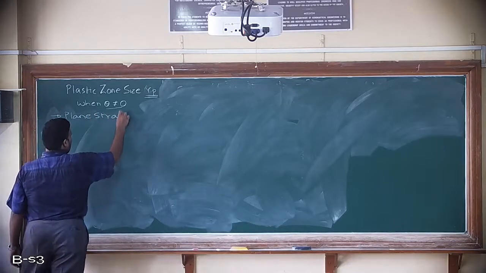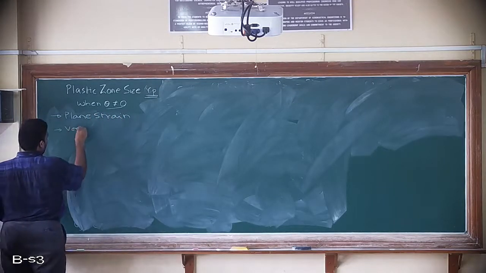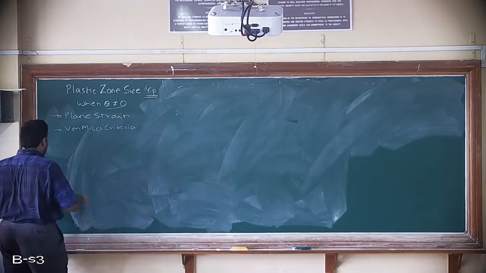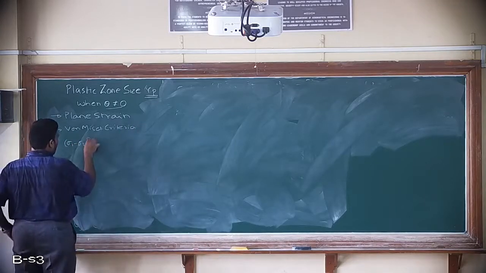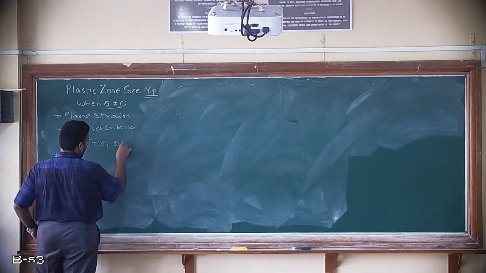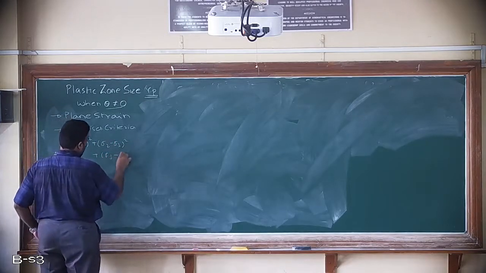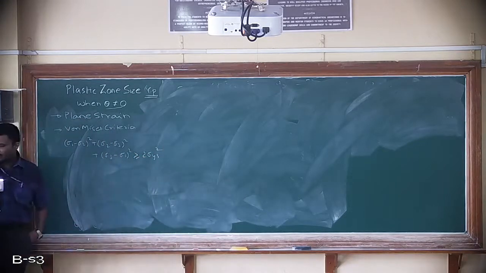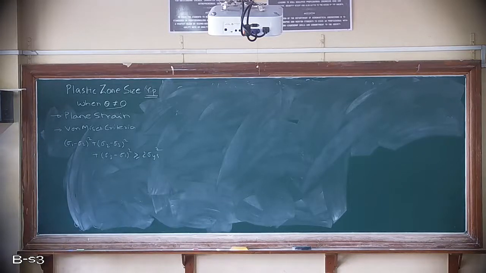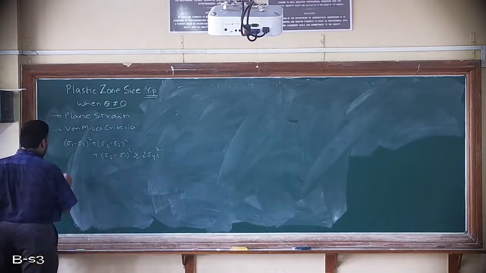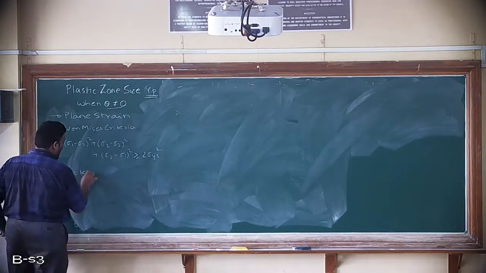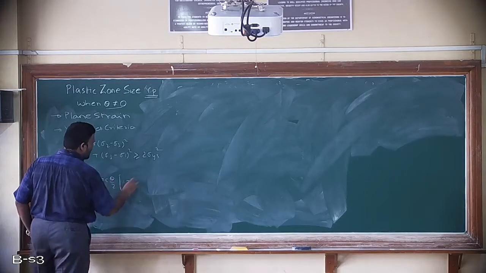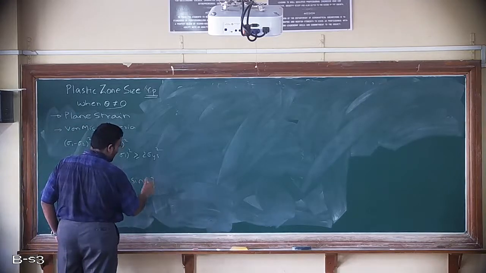So next case is plane strain, and again here we start with von Mises criteria. So we'll write the equation. It is sigma 1 minus sigma 2 the whole square plus sigma 2 minus sigma 3 the whole square plus sigma 3 minus sigma 1 the whole square should be greater than or equal to 2 times sigma ys square. Right? Now here we have the equations. Sigma 1 is equal to KI upon root of 2 pi r into cos theta by 2 into 1 plus sin theta by 2.